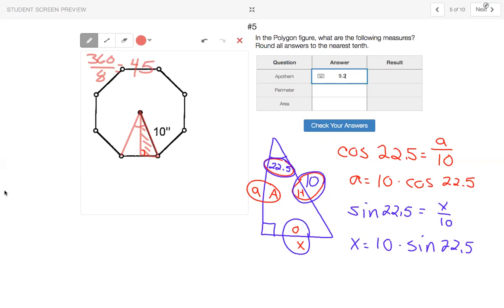10 times sine of 22.5 is 3.826. And this is where I want to show you guys how there's, because it's asking for the perimeter. Now, I could round this to 3.8, right? So I could say, all right, this side is 3.8, which is half of the side length. So I could double that. So 3.8 times 2 is 7.6.